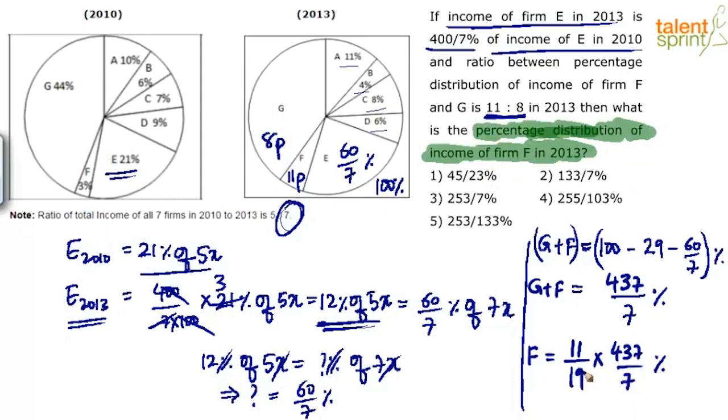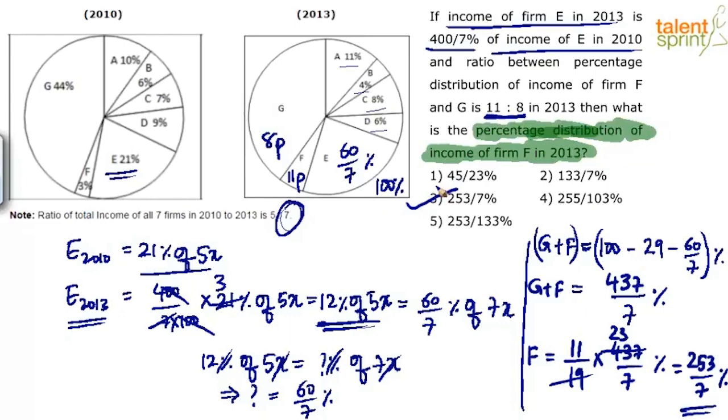Simplify. 437 by 19. That's like 380 plus 57. It goes 23 times exactly, right? 23 times. 23 into 11. 230 plus 23, 253. 253 by 7%. So option 3 will be the answer.